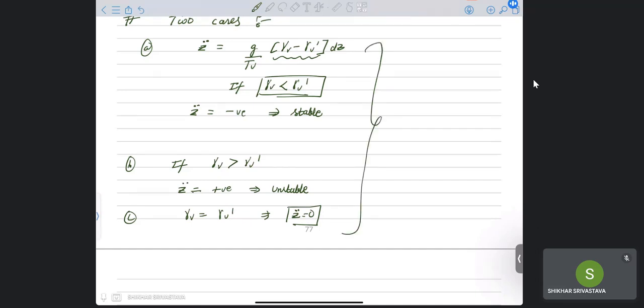So combining these three conditions, we have three cases. If I will write like this. Okay. So case 1, when gamma v is greater than gamma v dash, it is called unstable equilibrium.